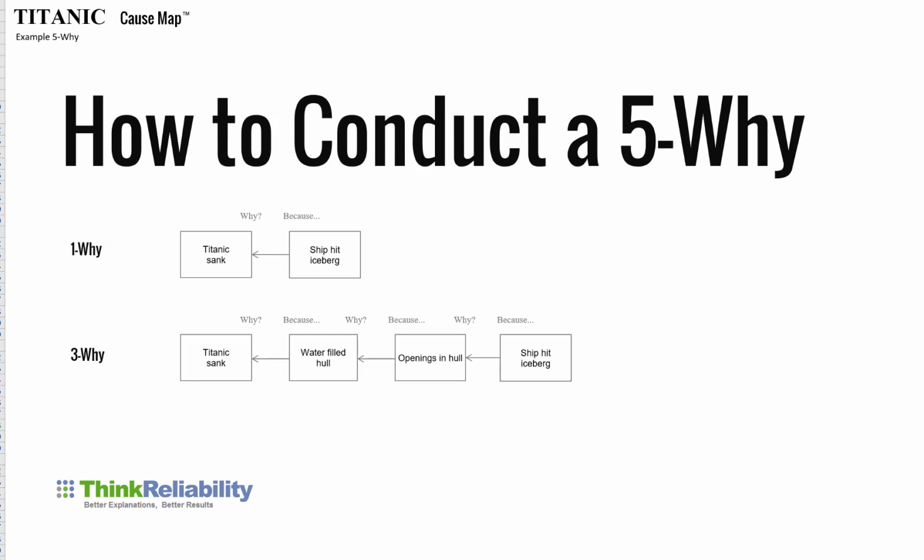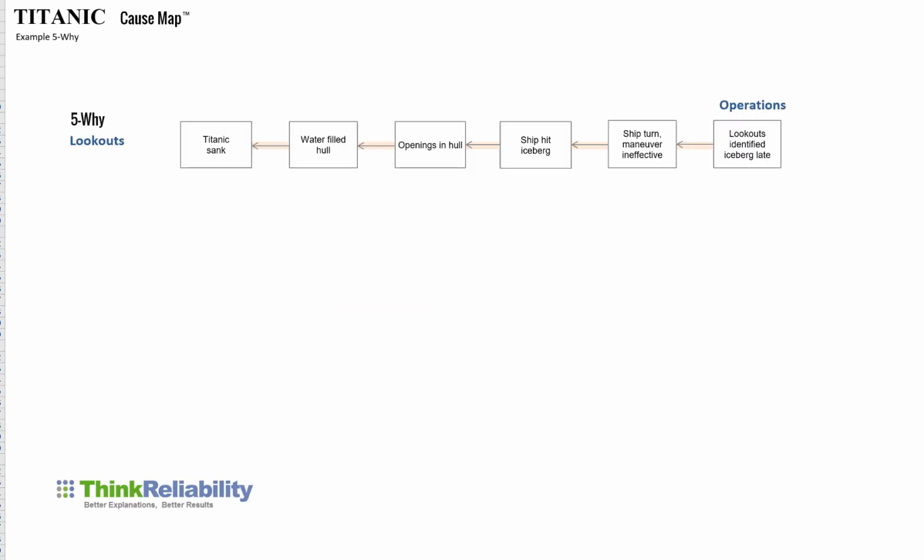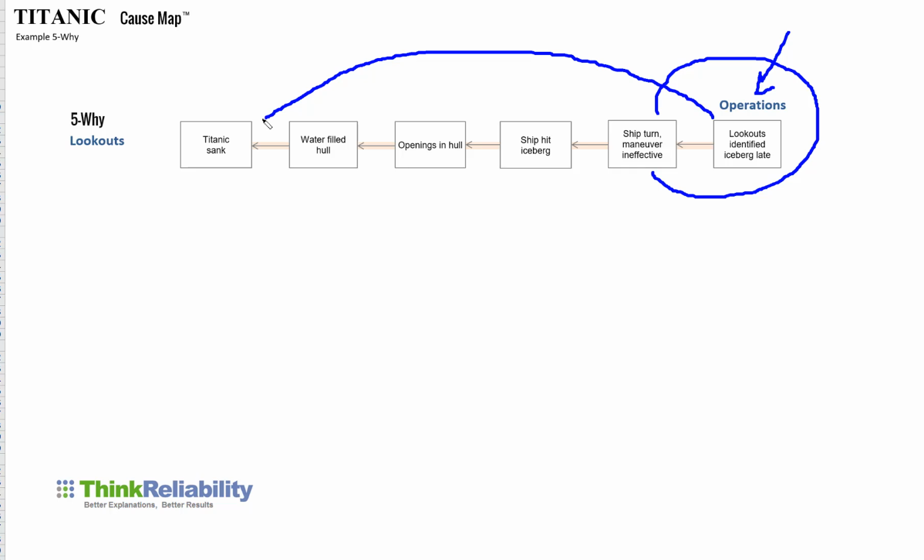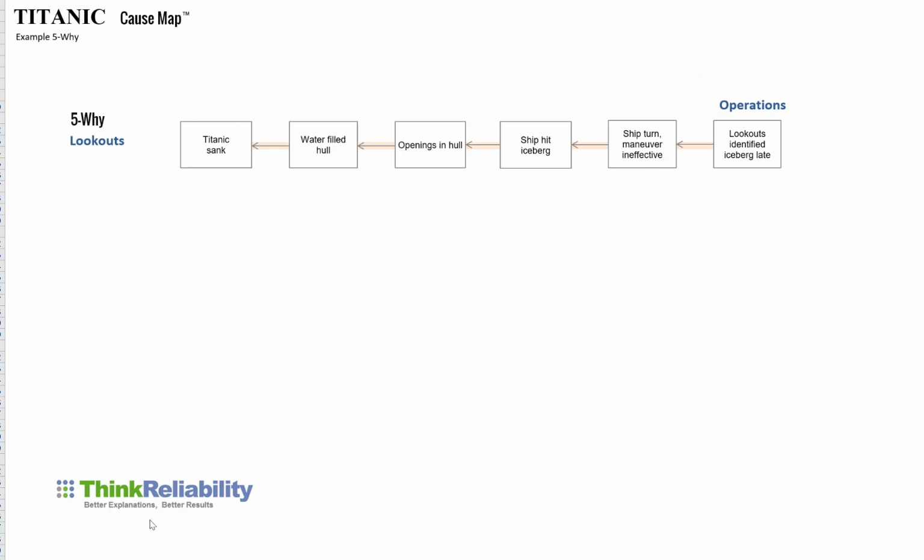You can add more detail and expand this to a 5Y. On this 5Y, it points out that the ship hit the iceberg because it didn't turn sufficiently because the lookout saw the iceberg late. And you can see how easy it is for someone to identify that the lookouts are what caused the Titanic to sink. This 5Y is absolutely accurate. The lookouts seeing the iceberg late is causally related to the Titanic sinking.